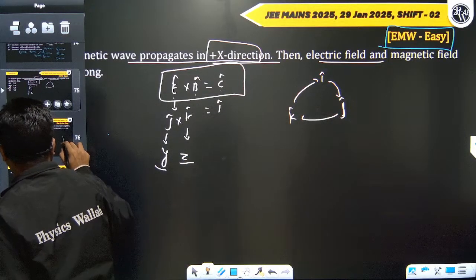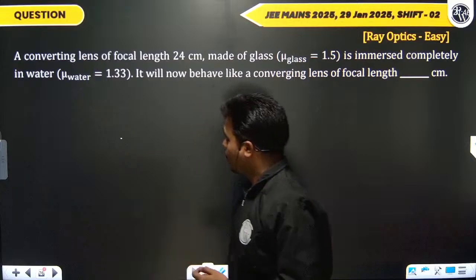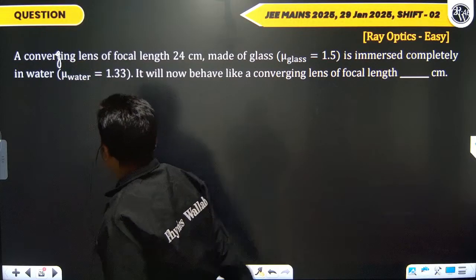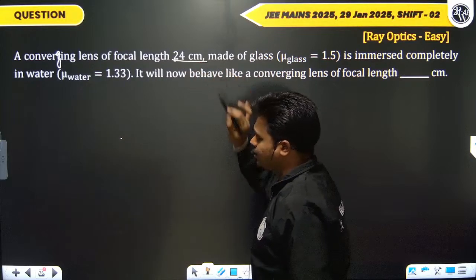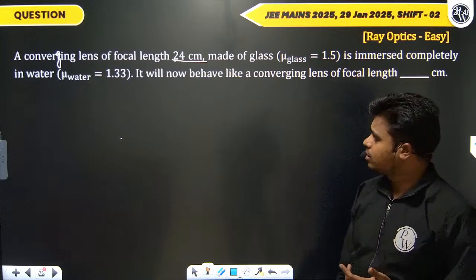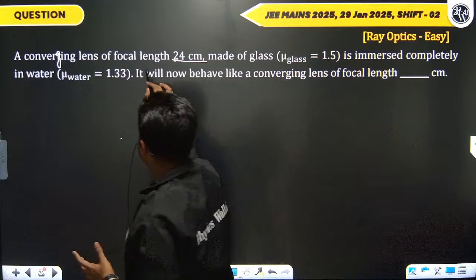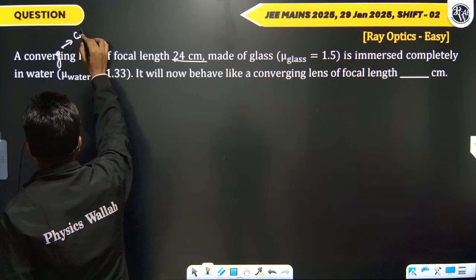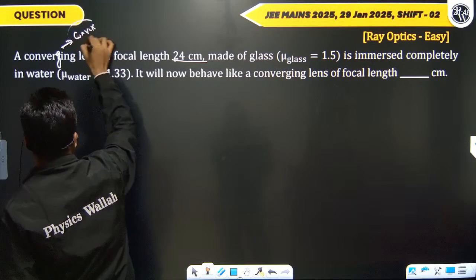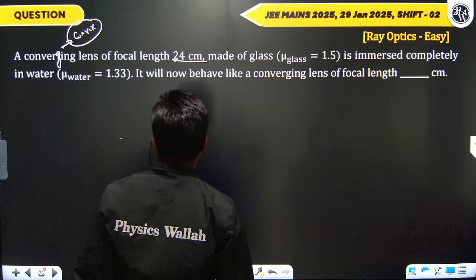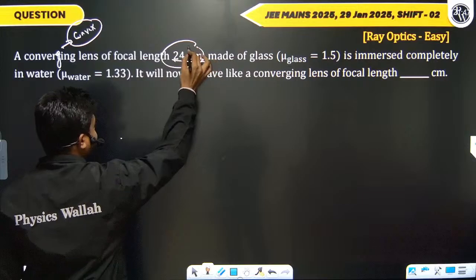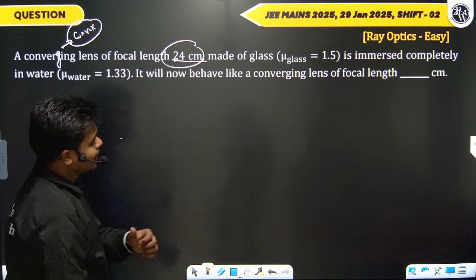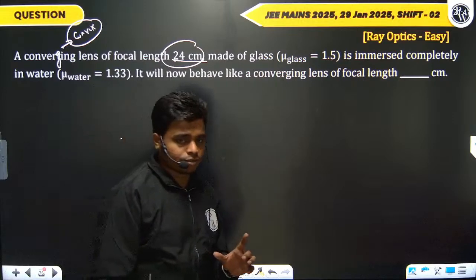Okay, so moving to next question over here. A converging lens of focal length 24 centimeter in air. So this is the convex lens that we have to assume, because they mention in air. They did not mention anything else, so this focal length will be in air. Question is coming from ray optics. It is rated easy because of one simple formula that we are using.